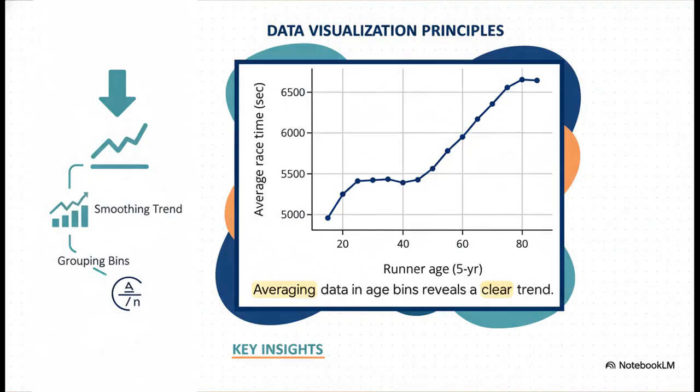Another really powerful technique is to just plot the average trend. So in this chart, we've grouped all those runners into 5-year age bins, and then simply plotted the average race time for each group. This simple act transforms that messy cloud of points into a single clean line. And now, the relationship is perfectly clear. Performance is pretty flat from age 25 to 40, and after that, average race times start to steadily climb.